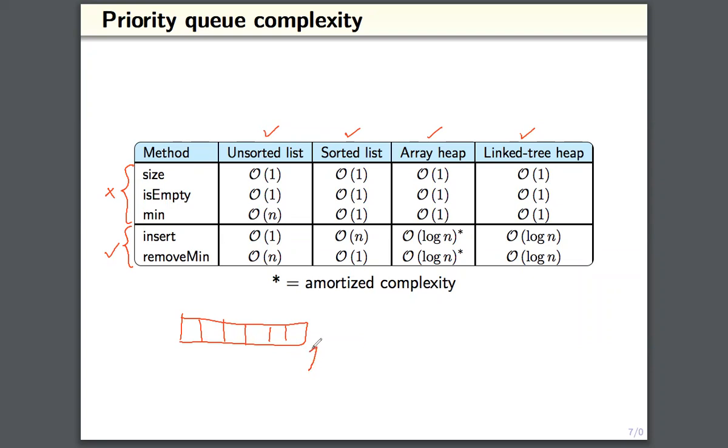Okay, insert. Insert is very easy. What do you do? Insert at the end position, right? Constant time. What about remove min? O of n time. Why is it O of n? You scan the entire array or the unsorted list for the minimum element, and then you delete it, right? Scanning itself can take O of n, and deleting can take O of n, right? So in general, this takes O of n. So that is unsorted list.